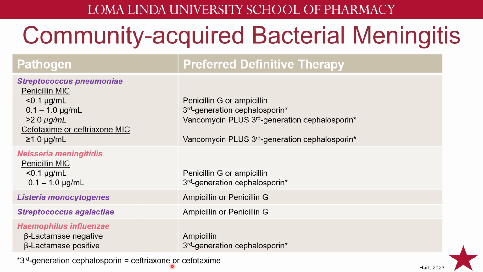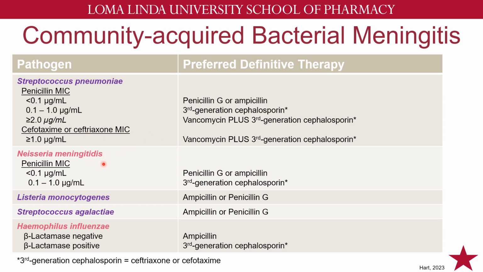ceftriaxone and cefotaxime. However, if that penicillin MIC is greater than or equal to 2, that is where we want to keep the vanc and continue with the third gen cephalosporin. The same goes for cefotaxime or ceftriaxone MIC of greater than or equal to 1. We will continue with vancomycin as well as the third gen cephalosporin. Extremely important to know this.